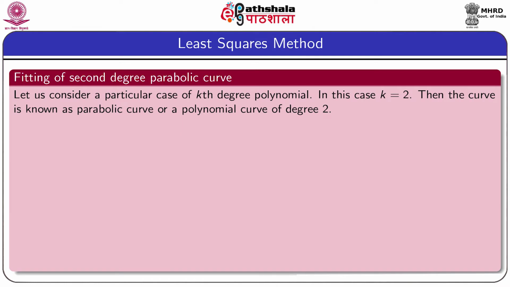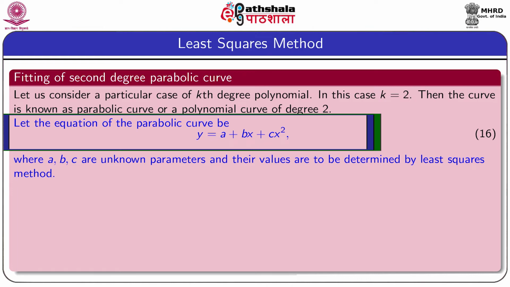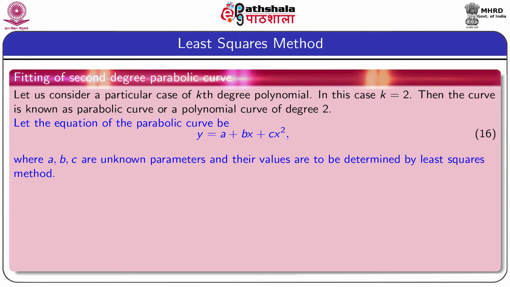Now we consider a particular case of polynomial curve fitting. We consider k = 2 and this polynomial is known as the second degree parabolic curve. Then the curve is known as a parabolic curve or a polynomial of degree 2. Let the equation of the parabolic curve be y = a + bx + cx², where a, b, c are unknown parameters and their values are to be determined by the least squares method.